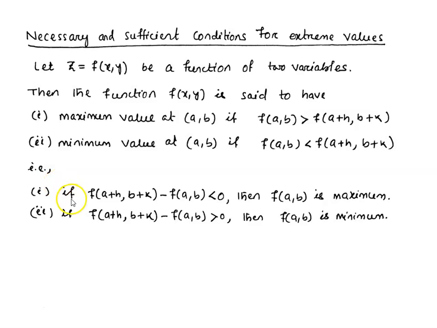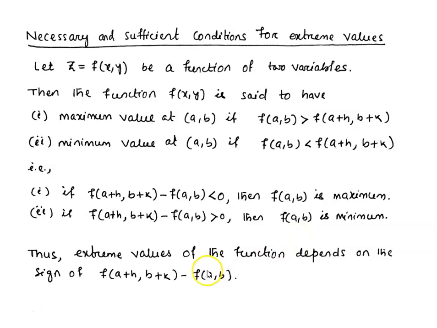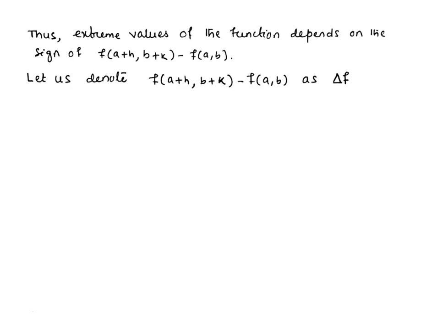In other words, we can say that if f(a + h, b + k) minus f(a, b) is less than 0, that means negative, then the function has a maximum value at the point (a, b). And if the difference f(a + h, b + k) minus f(a, b) is positive or greater than 0, then the function has a minimum value at the point (a, b). Thus, the extreme values of the function depend on the sign of this difference, f(a + h, b + k) minus f(a, b). Let us denote this difference with a symbol delta f.